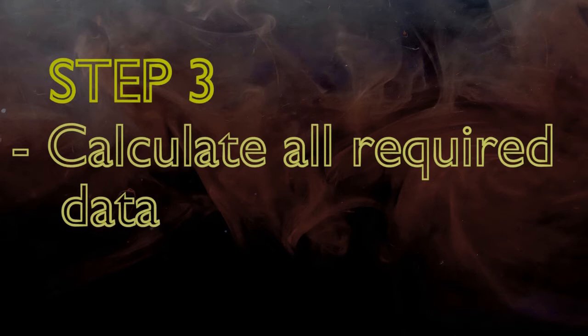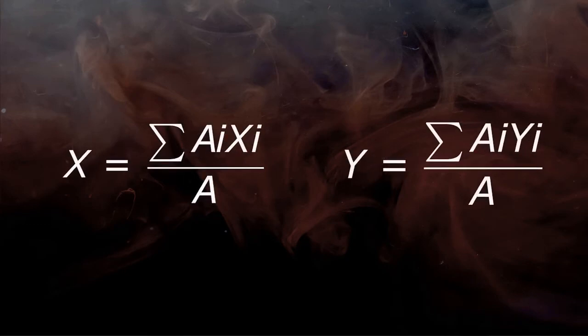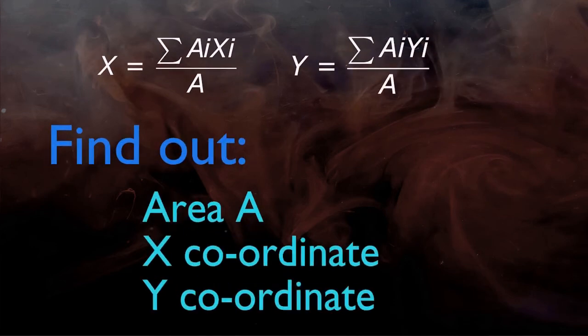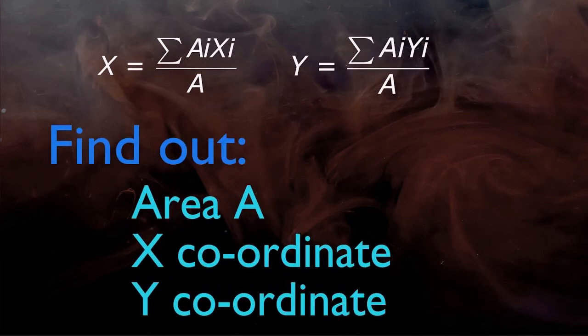Next one is an important step where all required data will be calculated. Before we start calculations, let me quickly remind you of the equations to find the x coordinate and y coordinate of the centroid. X coordinate equals sigma ai xi divided by total area, and y coordinate is sigma ai yi divided by total area. So to find the centroid, we'll have to find the area, x coordinate and y coordinate of all the individual divisions denoted by i.